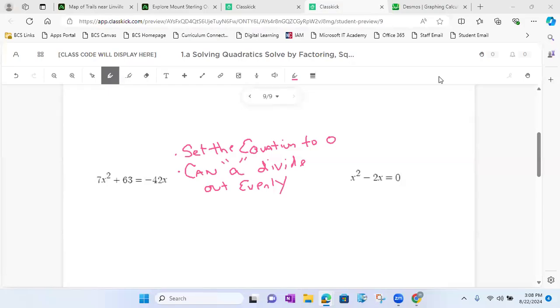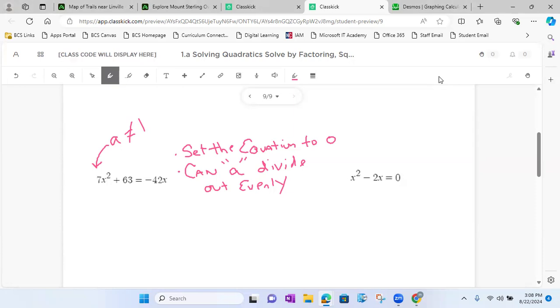All right, y'all, we're going to go ahead and solve some quadratics by factoring. And in this case, what we're going to be focusing on is when we have an a value that is not just equal to 1. So in this case, you'll see that there is a 7 there.